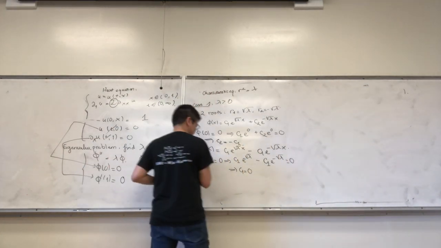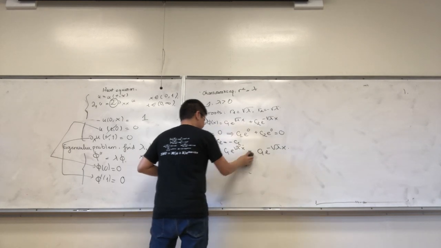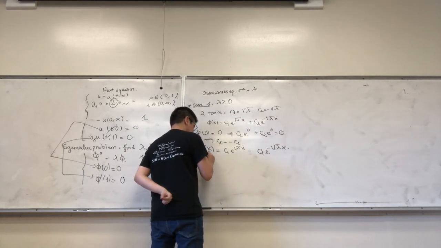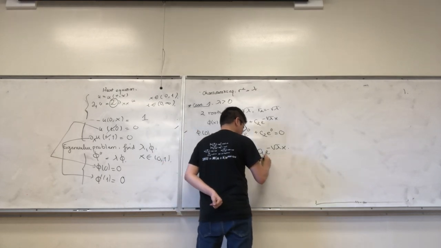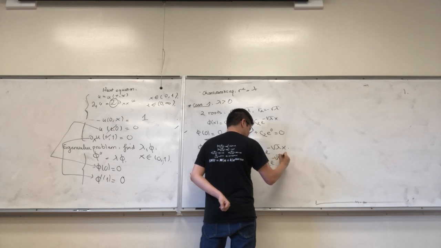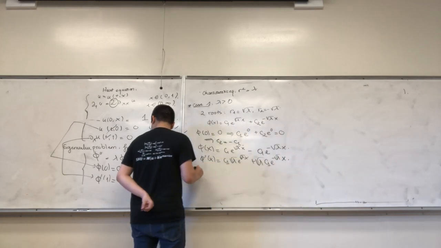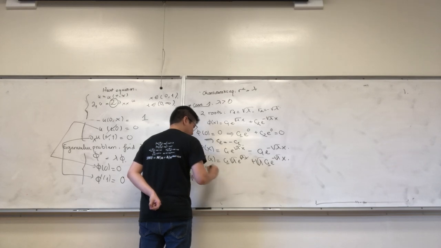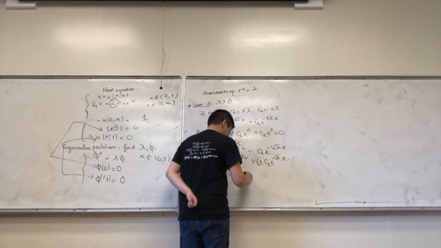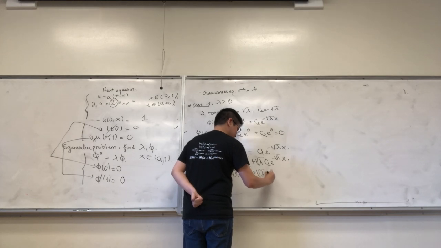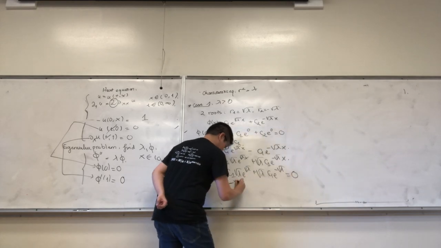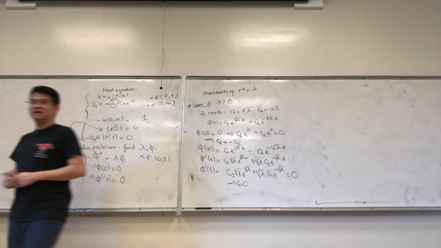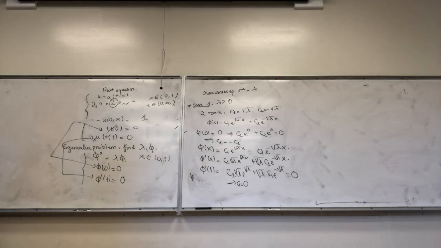So I have to take the derivative. So then phi prime of x will be c1 square root of lambda e to the square root of lambda x plus square root of lambda c1 e to the minus square root of lambda x. Right? So phi prime at 1 will be c1 square root of lambda e to the square root of lambda plus c1 square root of lambda e to the minus square root of lambda, which is 0. So c1 is 0. So in this case we don't have anything. Right? So this is the standard process. To solve the eigenvalue problem is always the same.